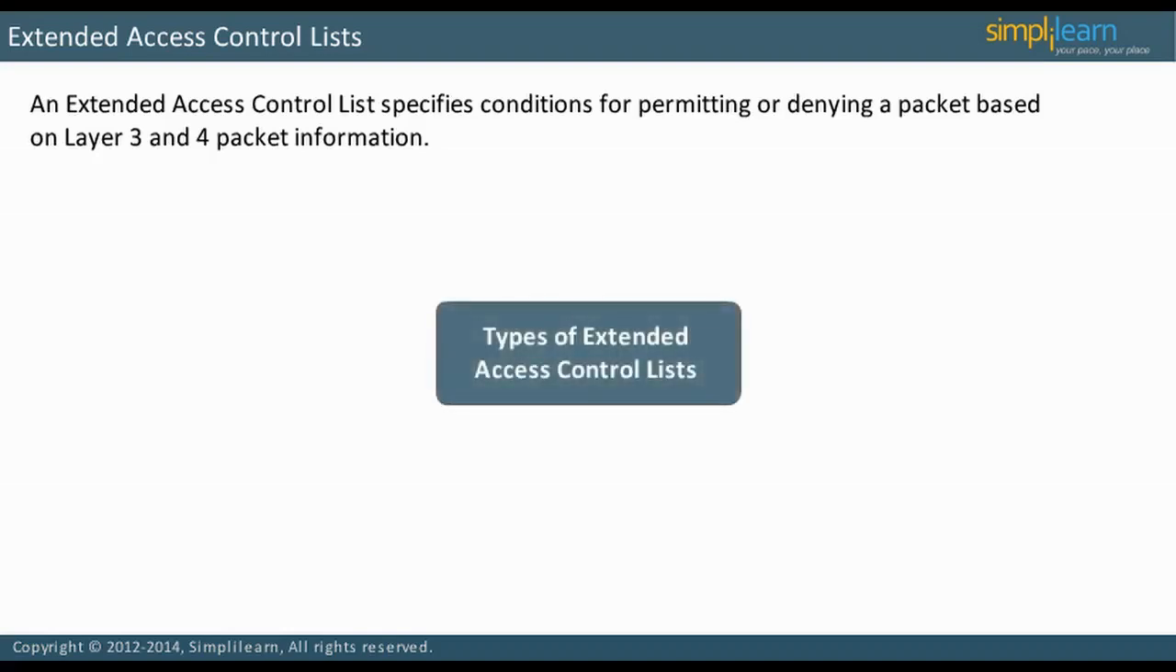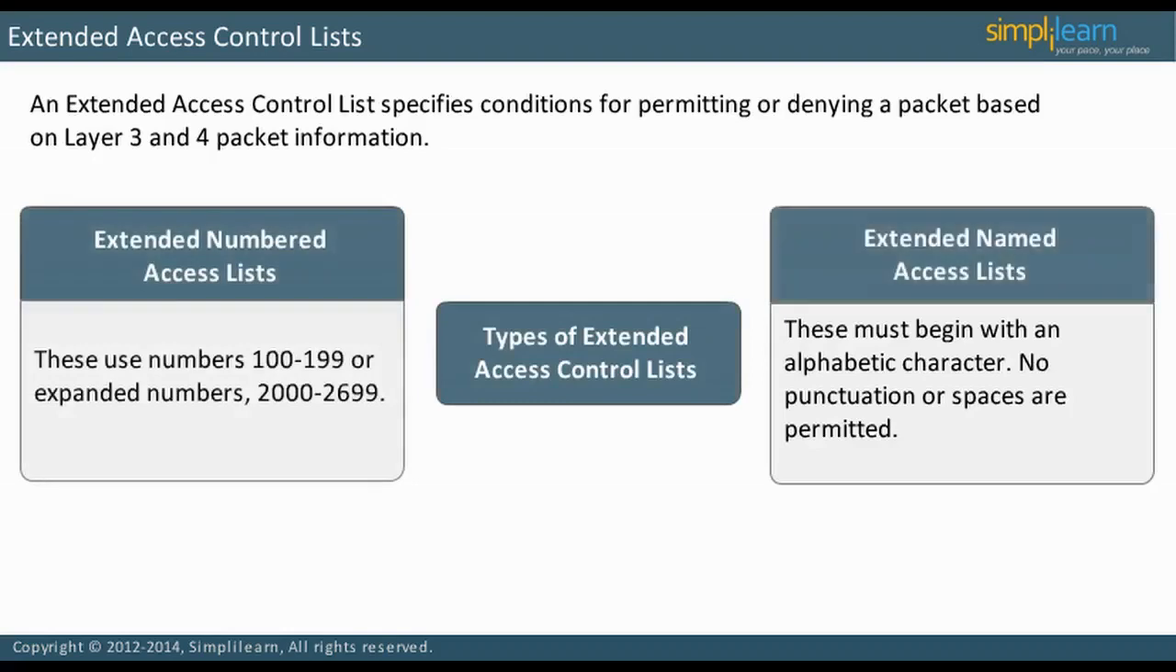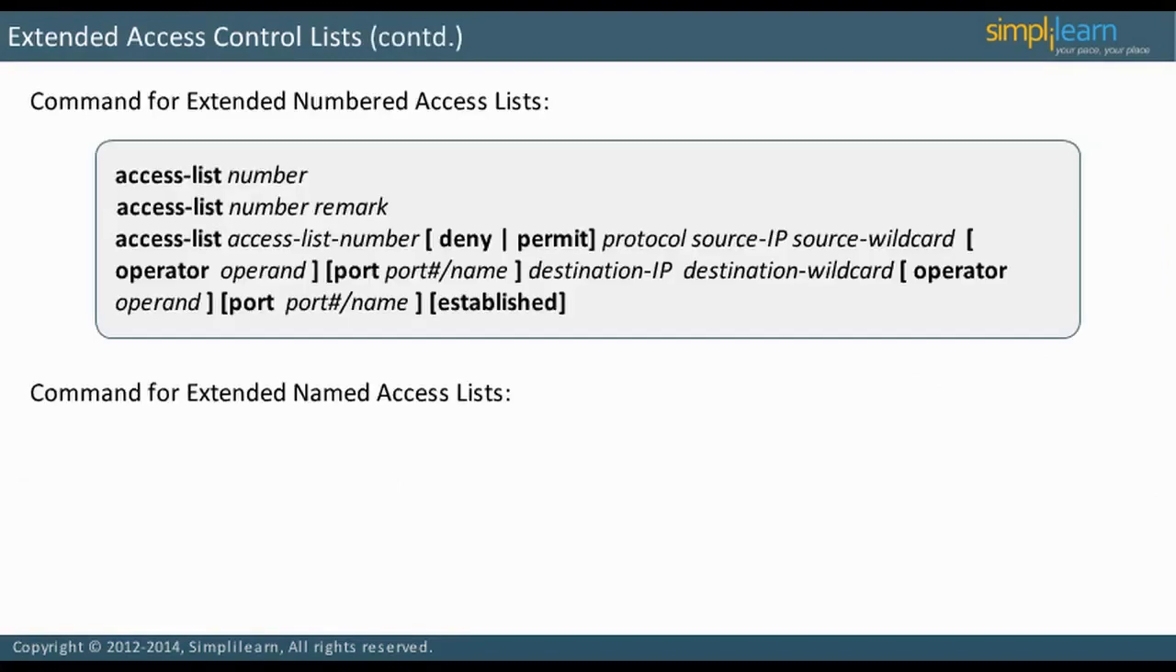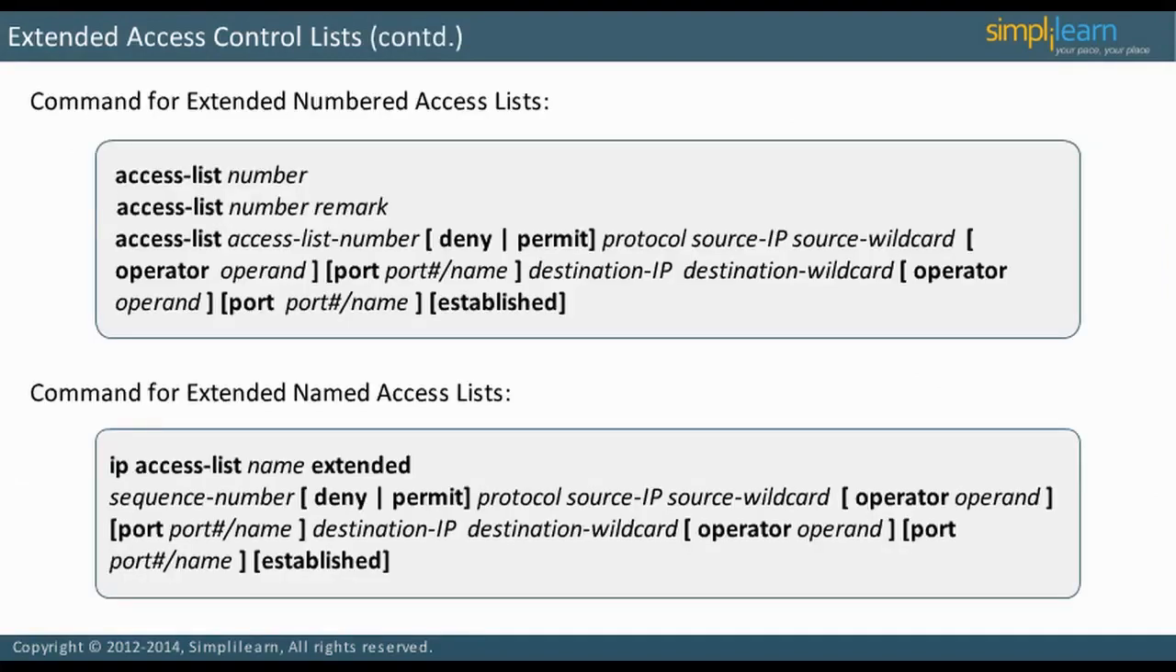There are 2 types of extended access lists, numbered and named. The same 2 types are available in standard ACLs. Extended numbered ACLs use numbers 100 through 199, or expanded numbers 2000 through 2699. Let us continue our discussion on extended access control lists in the next slide. Take some time to look at the syntax for both extended numbered access lists and extended named access lists.